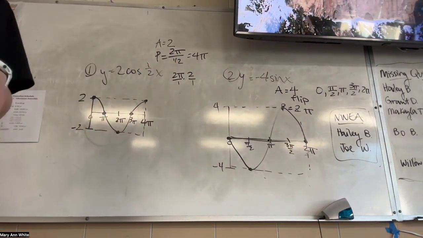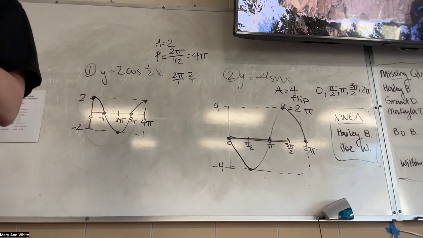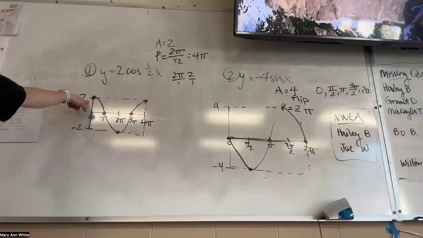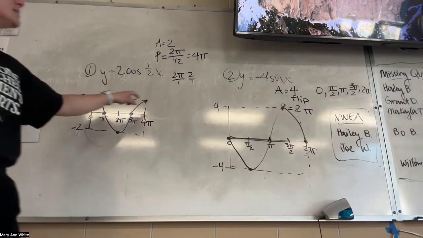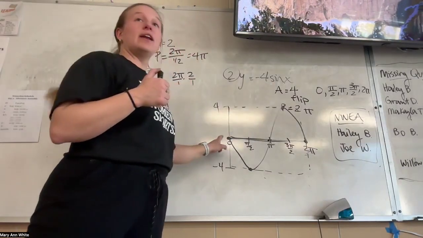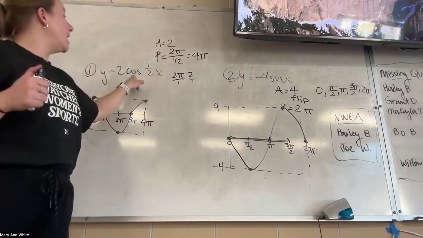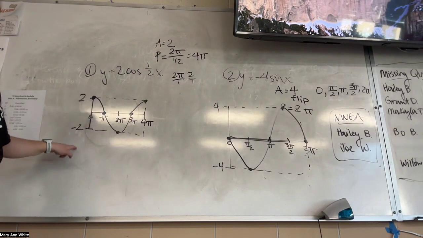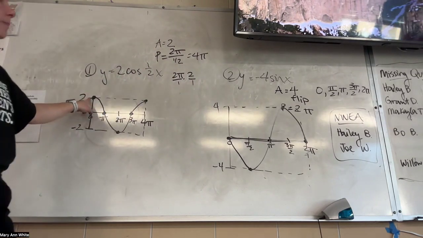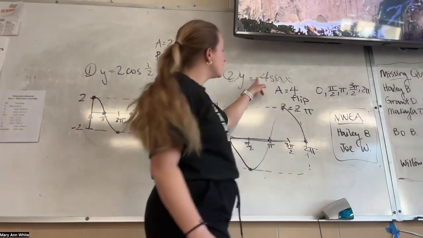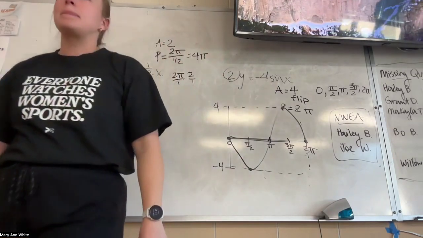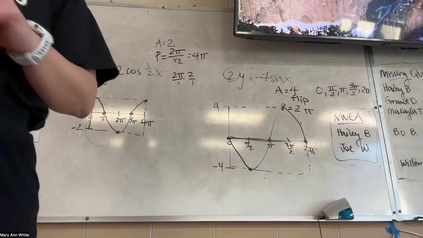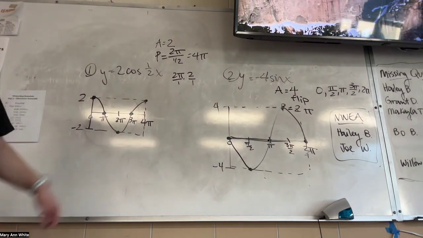Carson, where did you start? Whatever the amplitude is. Sine always starts in the middle. Sine always starts at 0. Cosine always starts at one of the end points. And if it's normal cosine, it starts up high. If it's a negative cosine, it would start low. That's why on your notes, we have a negative cosine that starts low, and then I did a positive one over here that goes high.